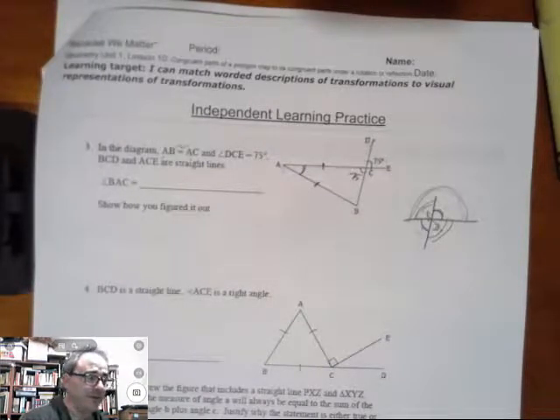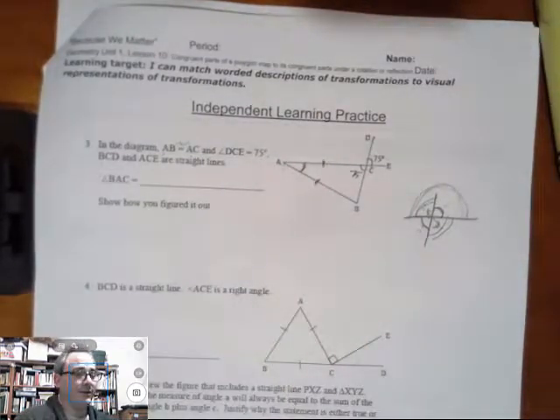Okay, so the only thing we know is that these two sides are the same. Now, I want to cough. I want to pause.